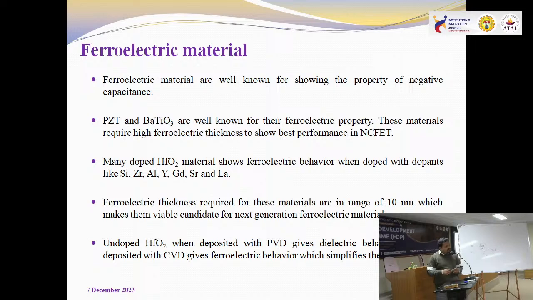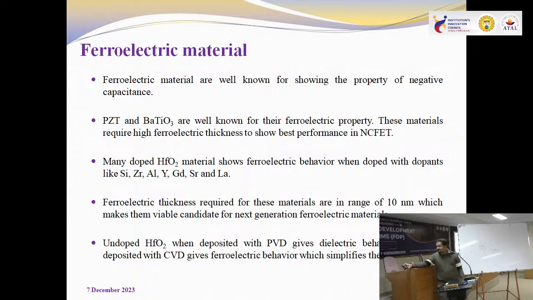Now, the problem with these materials, like lead zirconium titanate: lead is a poisonous material. All of us know lead is poisonous, and use of this material is banned in many countries. And there is one more material, BaTiO3, barium titanate. One problem with PZT was the toxic nature of lead. And both of the materials have the problem of a higher ferroelectric thickness requirement.